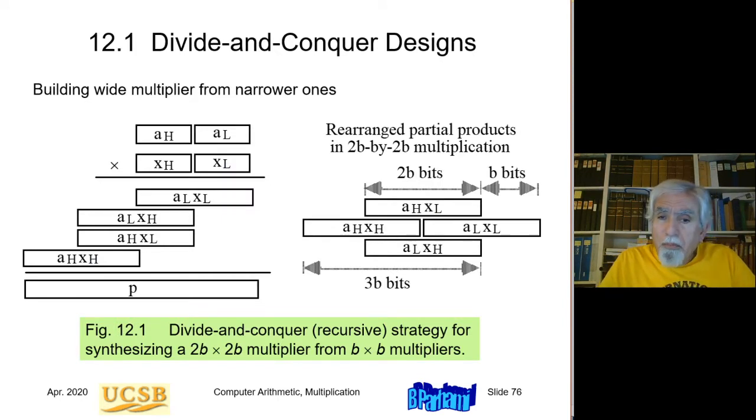Okay, the first topic in this chapter is divide and conquer, also known as recursive designs. Recursive designs or divide and conquer design basically utilize smaller multipliers to build up larger ones. Just as you can build, say, a 16-bit adder from two 8-bit adders, or from three 8-bit adders and some multiplexers in the case of carry select adders.